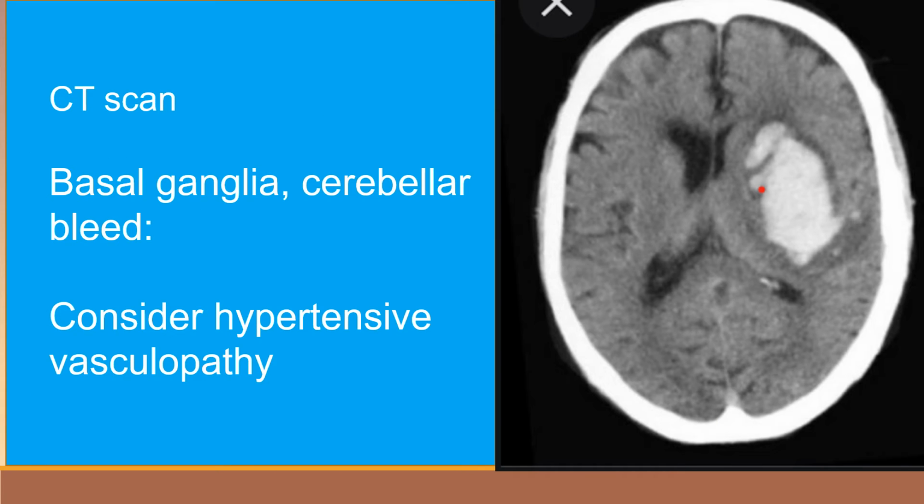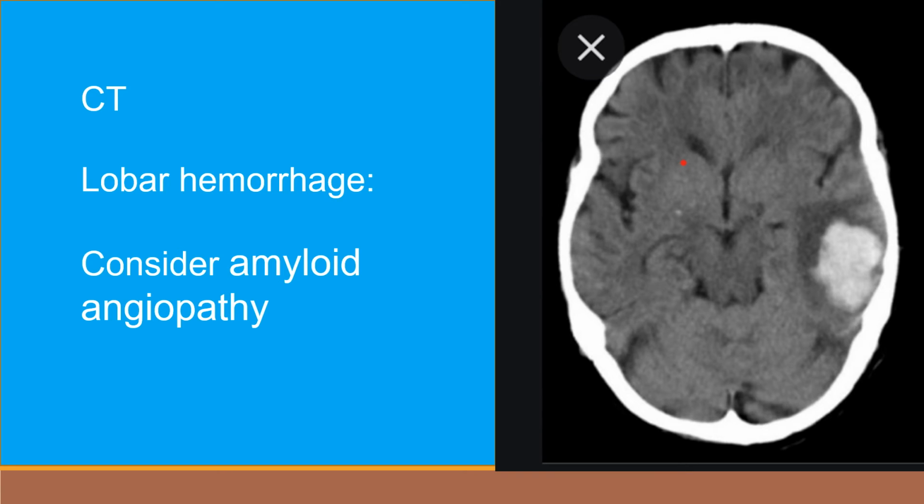This is a CT scan of a basal ganglia bleed. The basal ganglia bleed is shown as a white density on the CT scan. Consider hypertensive vasculopathy as the cause of the bleeding. Another type is a lobar hemorrhage. Lobar hemorrhage is close to the surface of the brain. It's outside the basal ganglia area. It can be caused by amyloid angiopathy.